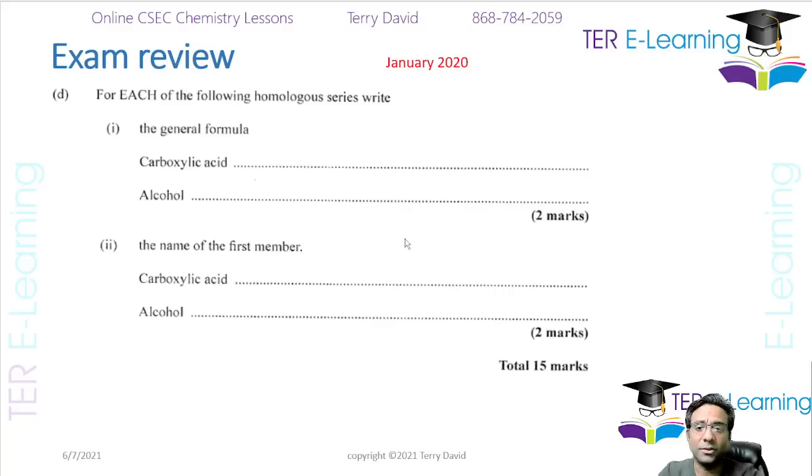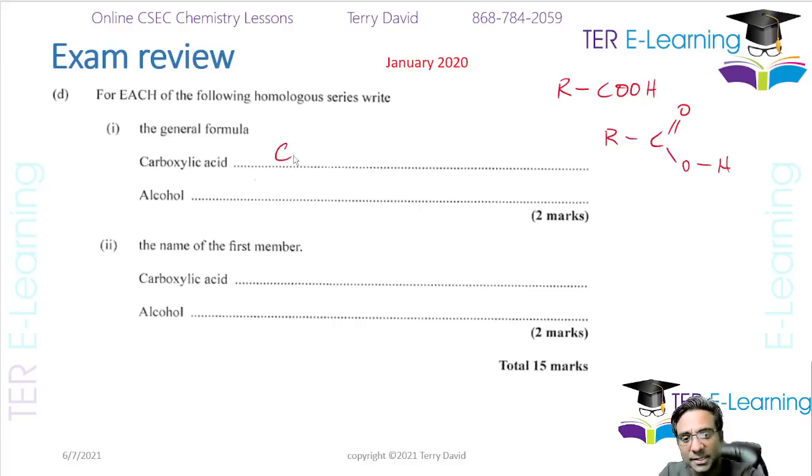Now, here's what I want here now. For each of the following homologous series, write the general formula. So, in this question, they're testing everything. They want us to know about general formula. So, for a carboxylic acid, right? And by the way, a carboxylic acid looks like this. It has something called an R group with a COOH attached to it. Or, it can be drawn like this. C double bond O, OH. Right? This is how we represent an alcohol. Sorry, carboxylic acid.